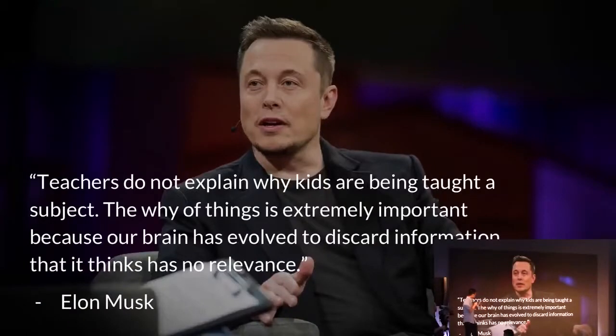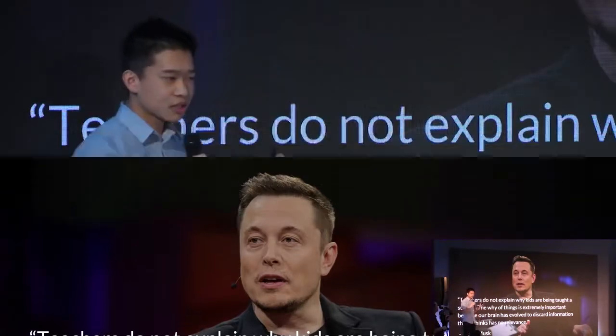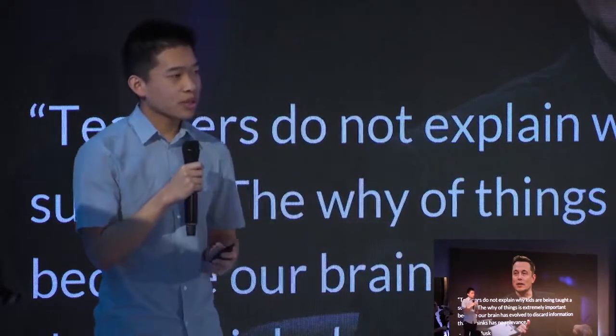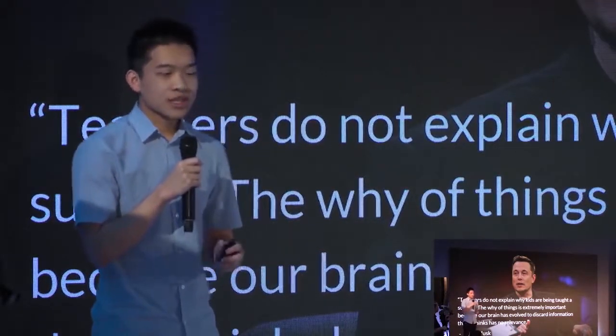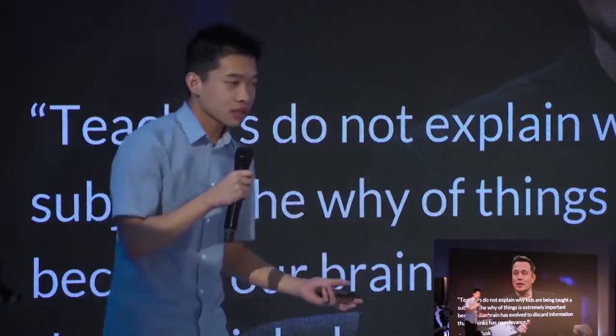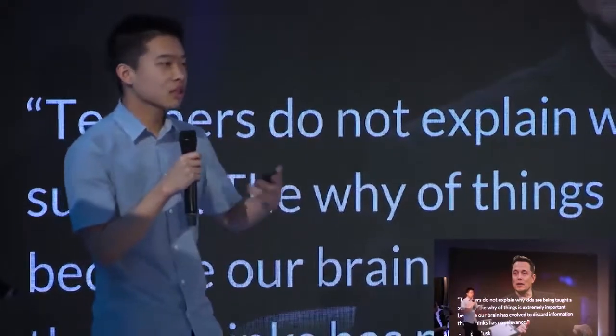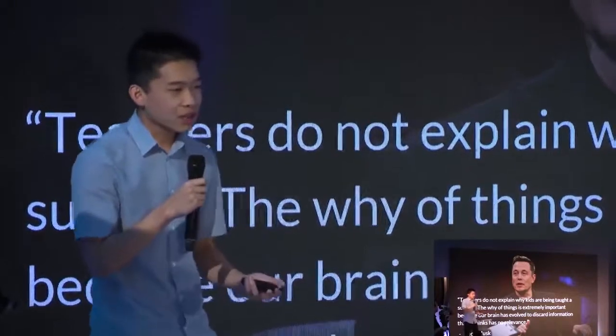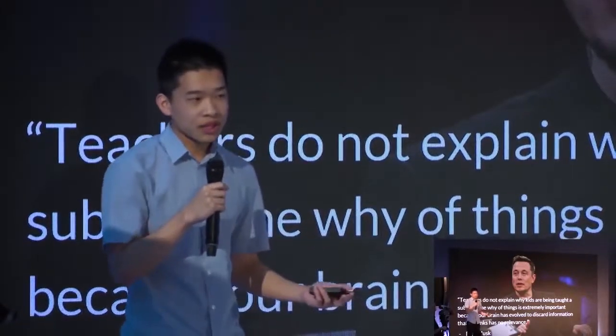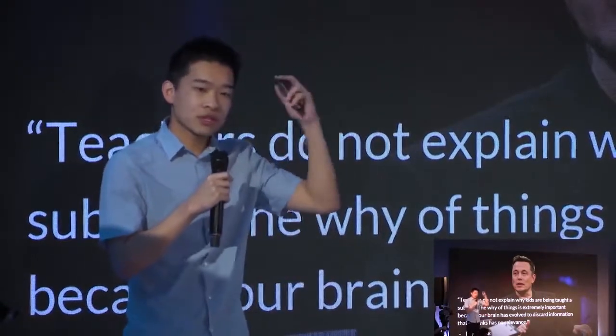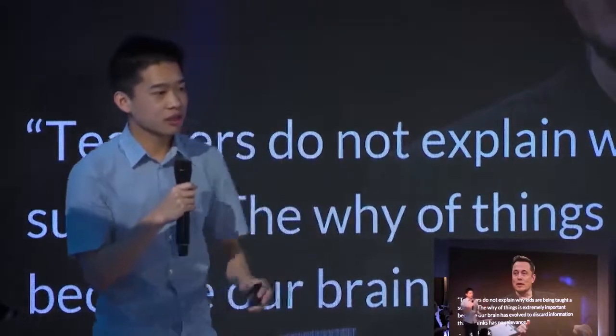This is a quote from Elon Musk. "Teachers do not explain why kids are being taught a subject. The why of things is extremely important because their brain has evolved to discard information that it thinks has no relevance." I think a technology like Backen would be super important in the education system, because instead of teaching students calculus and not telling them what it's actually going to be used for in the future, they can explore their passions, for example, self-driving cars, and realize that to actually get there, you have to learn calculus first.